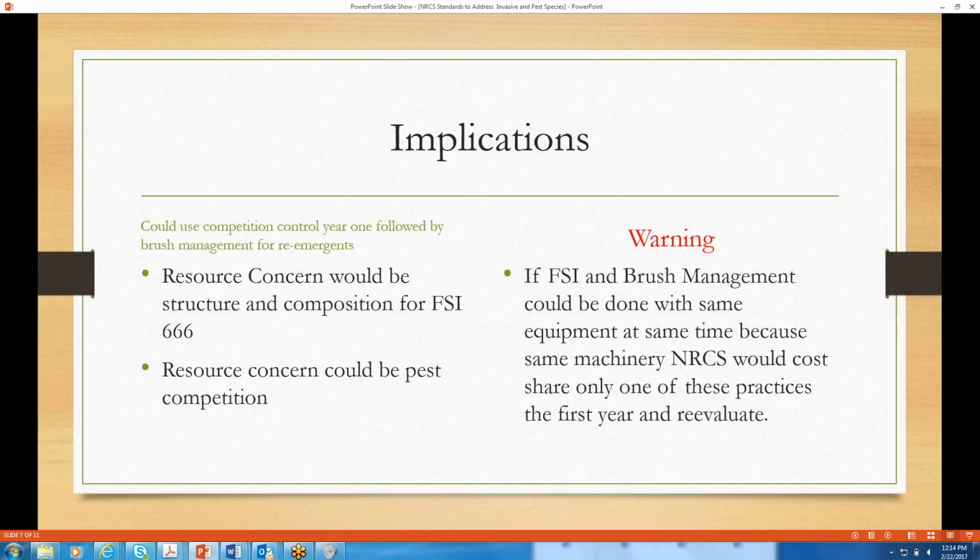But if in fact the trees to be thinned are at a smaller diameter, about the same size as the example buckthorn, then they could be thinned at the same time.